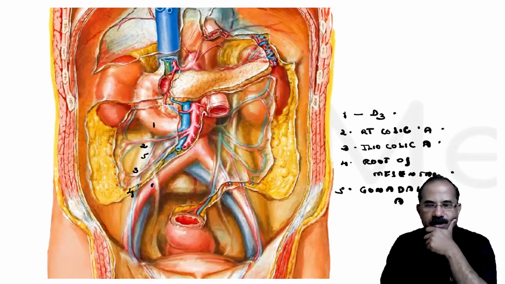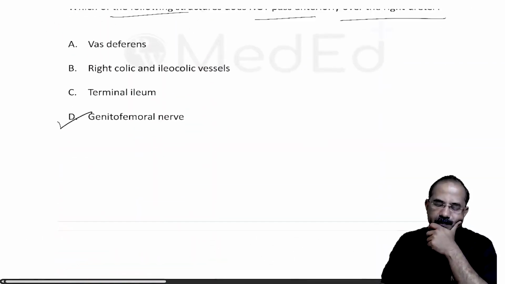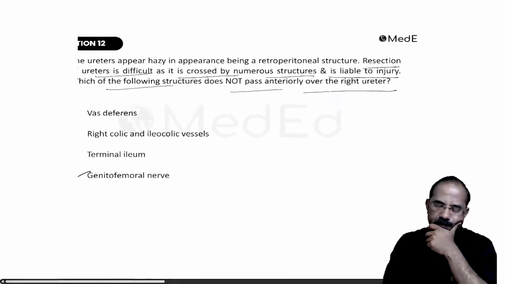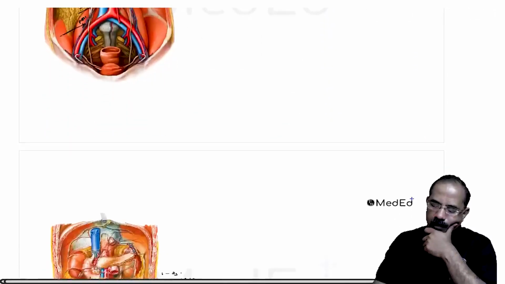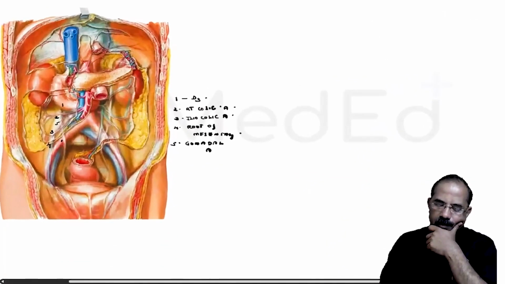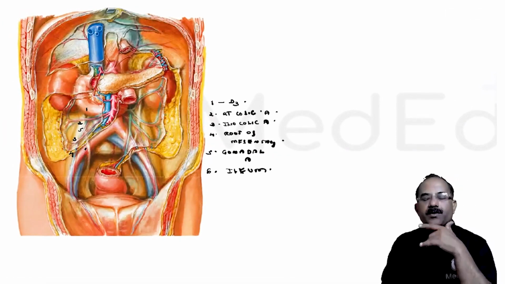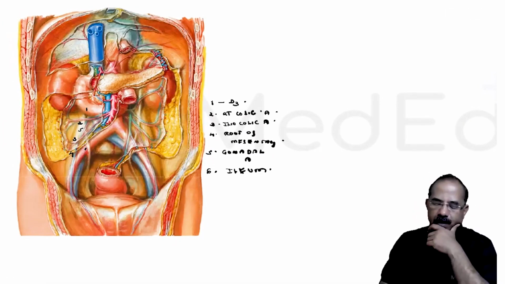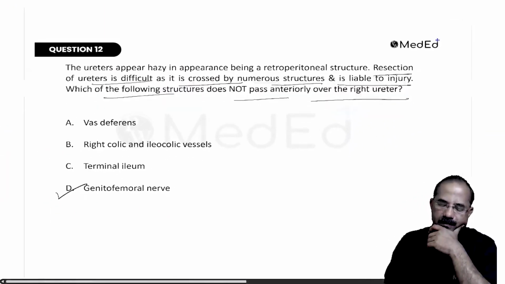Okay, I'll proceed then. So what is the answer for this MCQ? And the ileum also comes. Ileum is also there. What crosses the right ureter? They have not drawn it here, but one structure is the ileum also. Number 6 is ileum. They have not shown it here. So what is the answer here?